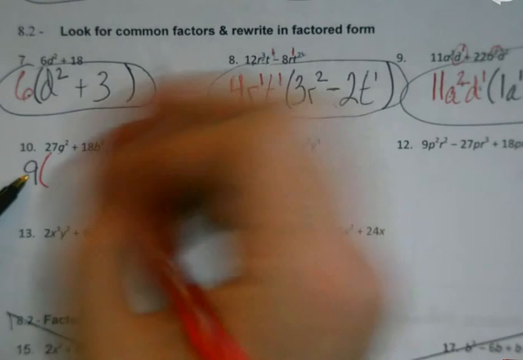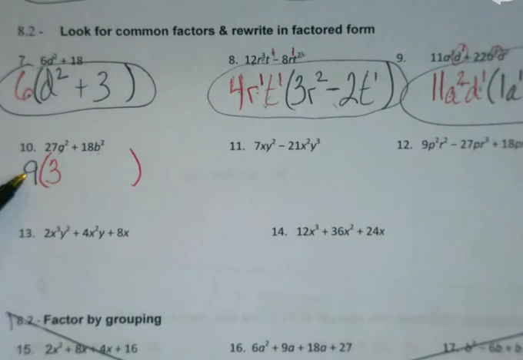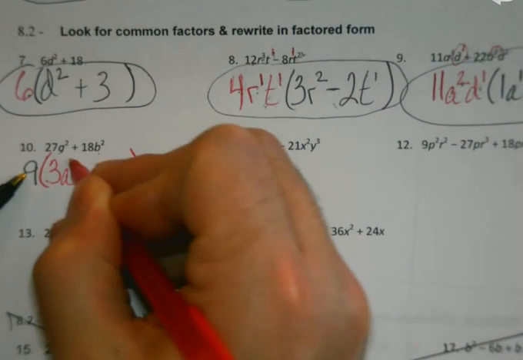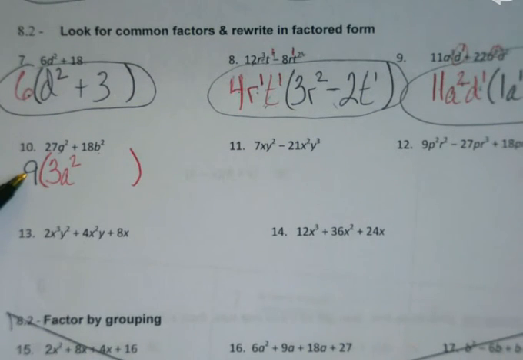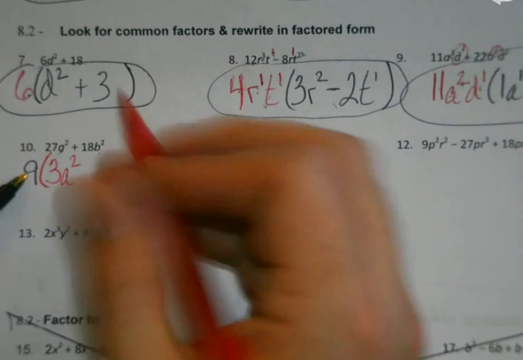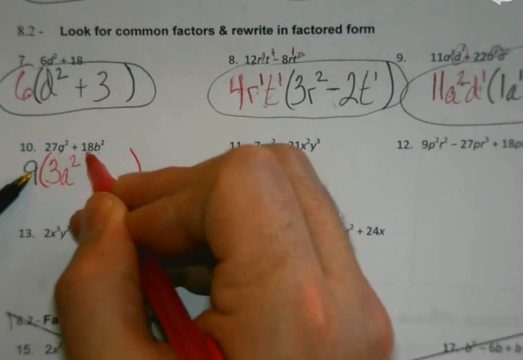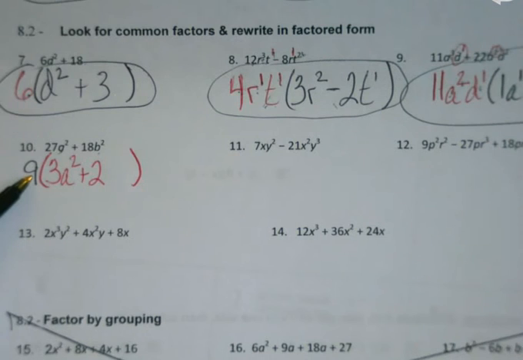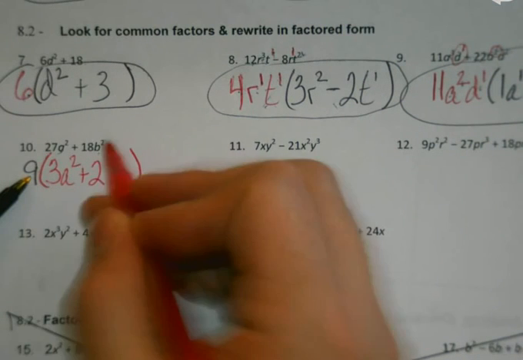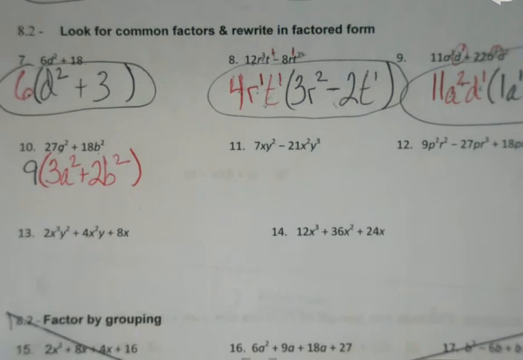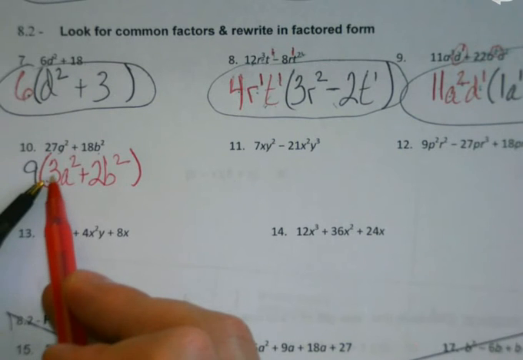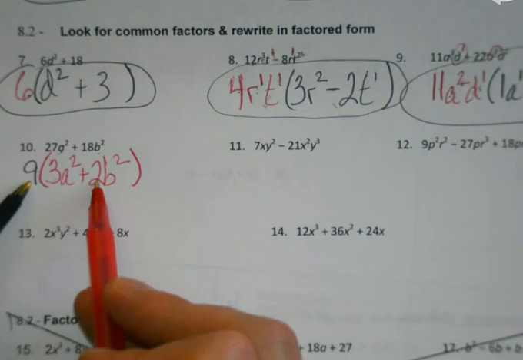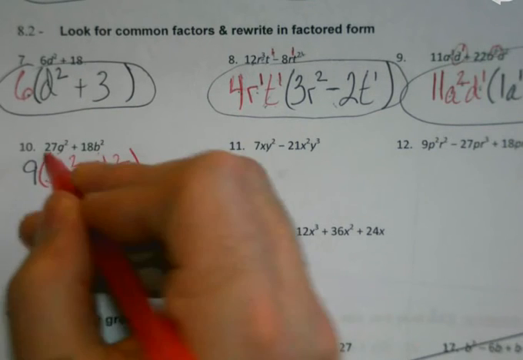So here, 9 times 3 is 27. And since I have no variables out there at all, I need them all included here. And then I do the same thing with my next term. 9 times 2 is 18. And I have no variables out here, so I have to include it. So 9 times 3 is 27, a squared. 9 times 2 is 18, b squared. I'm done.